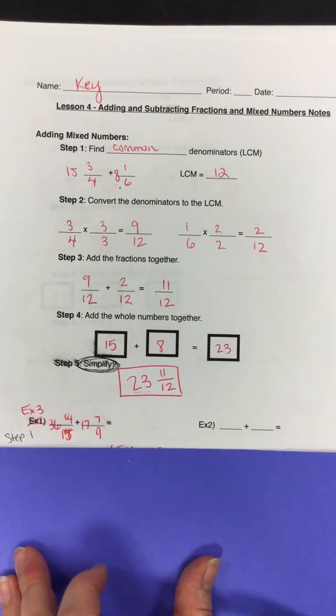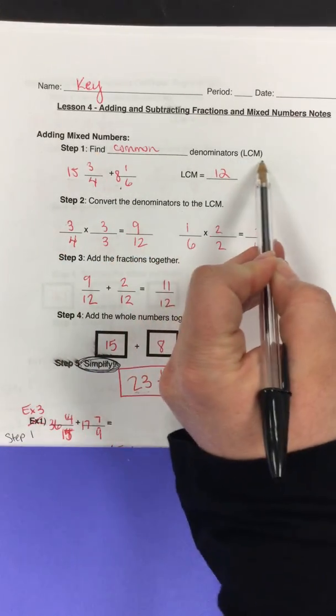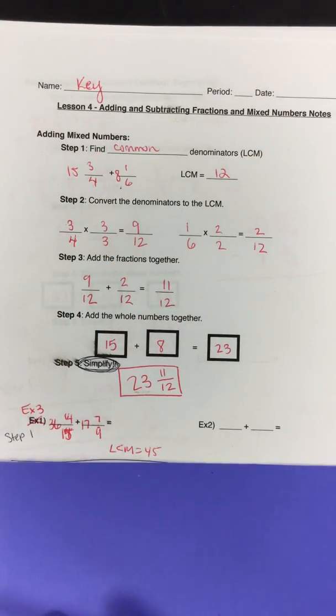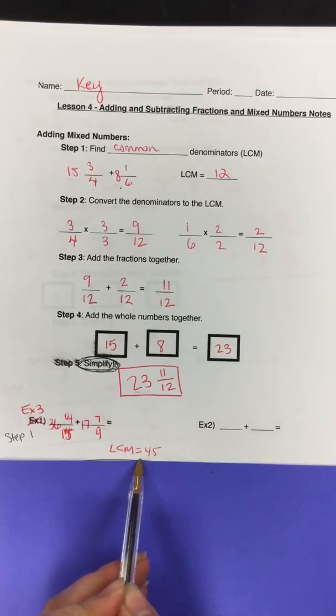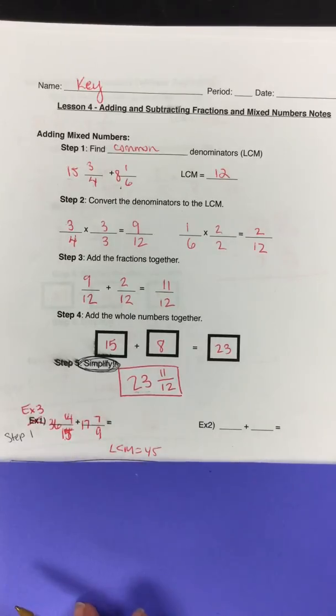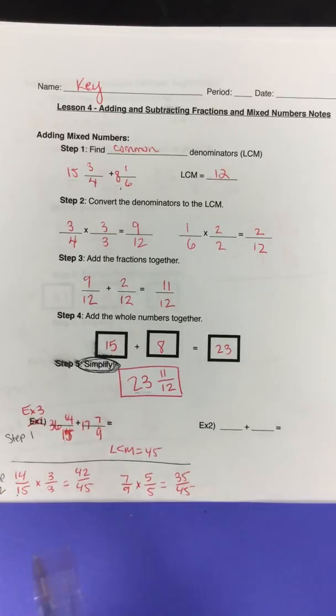All right, we're going to go ahead and check that answer. If we remember, step 1 was to find a common denominator using the least common multiple. So that's exactly what we're going to do. Between 15 and 9, our least common multiple is going to be 45. So we want to take both of our fractions and convert the denominators to 45. If we start with 4/15, we know that 15 times 3 equals 45. Whatever we do to the bottom, we're going to do to the top. 4 times 3 is 12.